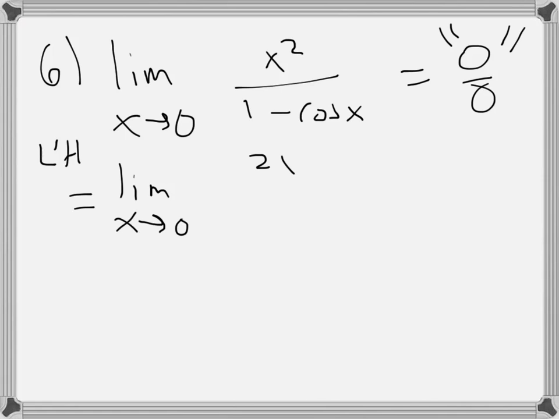So x squared becomes 2x, 1 goes to 0. Cosine's derivative is negative sine x. I already have a negative, so I get sine x. If I plug in 0 now, I still get 0 over 0. But if this was the initial problem, I would tell you to use L'Hopital's rule. So just do it again.